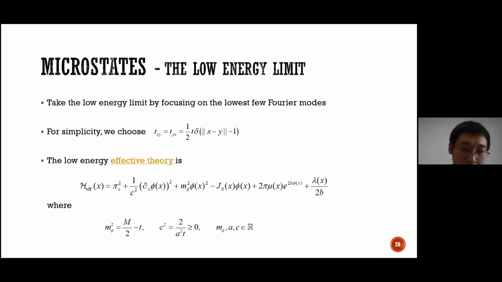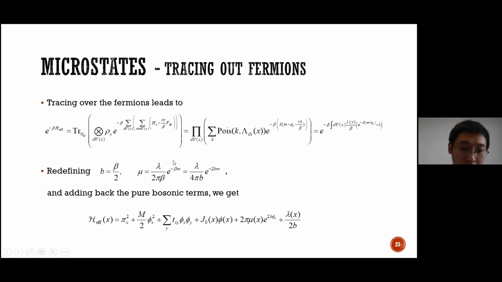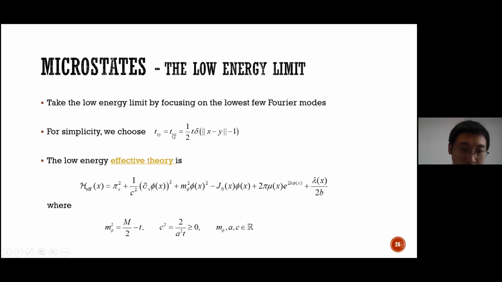And to simplify our computation, we are going to choose the hopping coupling to be non-vanishing only among nearest neighbors. With this simplification, we can get a low energy effective theory that looks like this, where there will be an emergent new mass term for the phi, expressed in terms of the original parameters. But you can see, again, this is just a Hamiltonian for the Liouville theory.